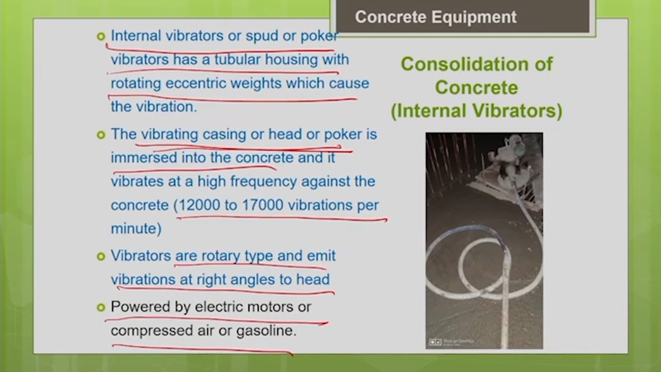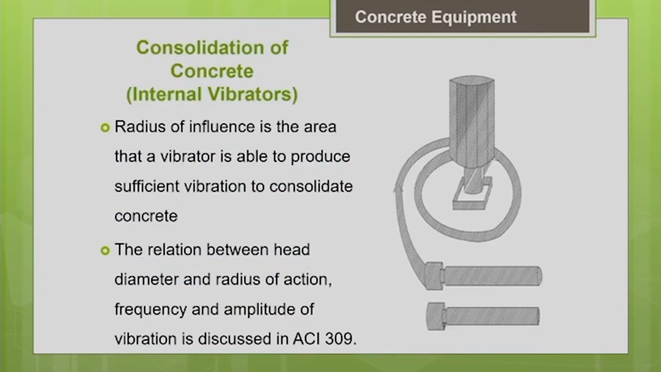Basically, every needle vibrator will have its own radius of action. This is the casing or the head, at the bottom. How much will be the area of influence? That depends upon the diameter or the radius of your head. This casing head diameter will determine the radius of influence.